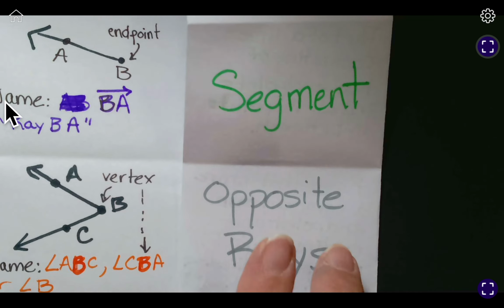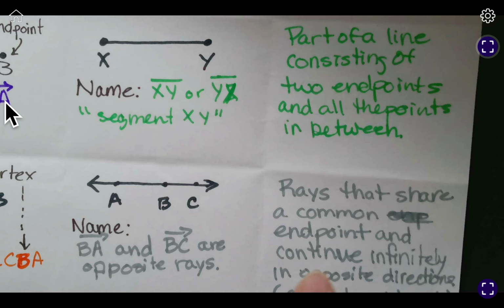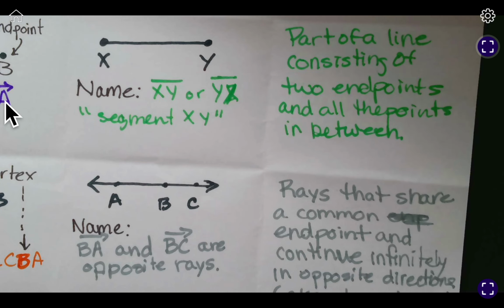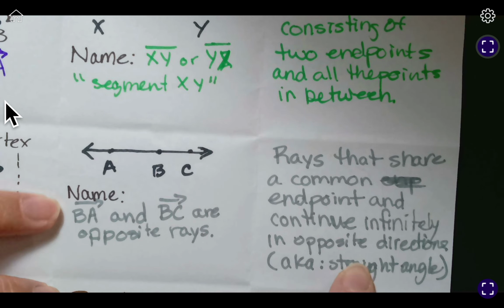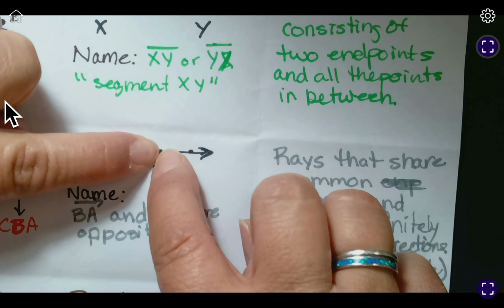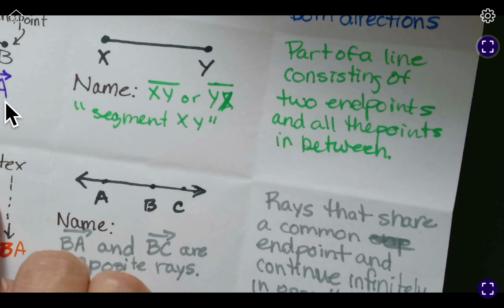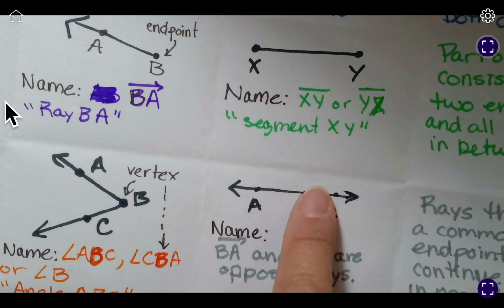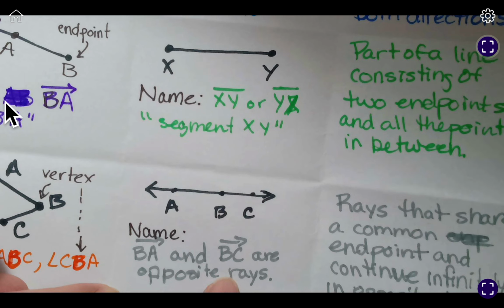Okay, opposite rays. Rays that share a common endpoint and continue infinitely in opposite directions. You can also call it a straight angle. You'll see that in a little bit. So you have this ray going straight that way, and then this one going in the opposite direction. It's called a straight angle. See how you have this ray and this ray over here? Also this ray and this ray. So this has two names, opposite rays or a straight angle. And we say ray BA and BC are opposite rays.